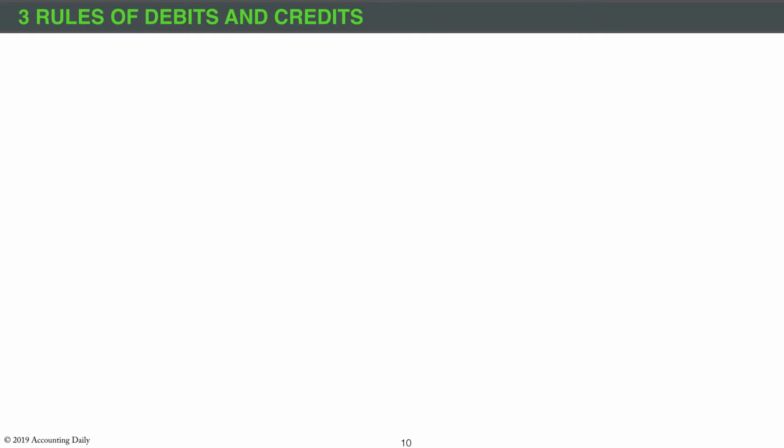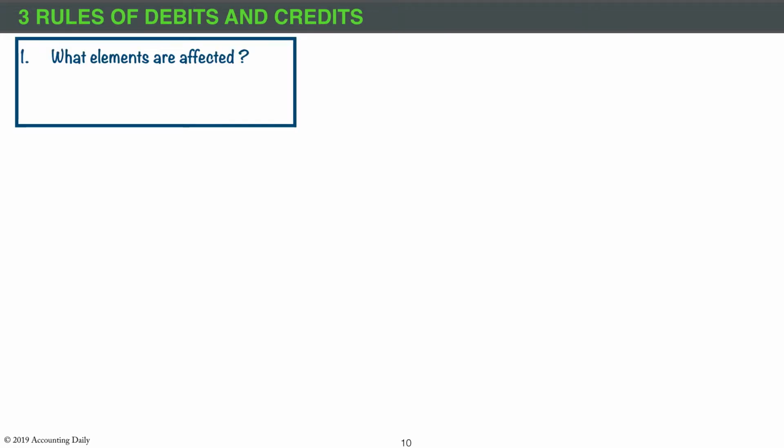Today we'll study rules of debits and credits, and there are three rules of them. Number one is what elements are affected. Number two, what accounts are affected. And number three, did the accounts go up or down?